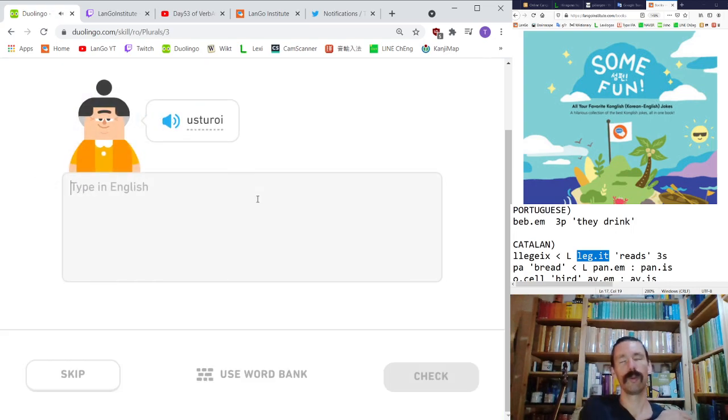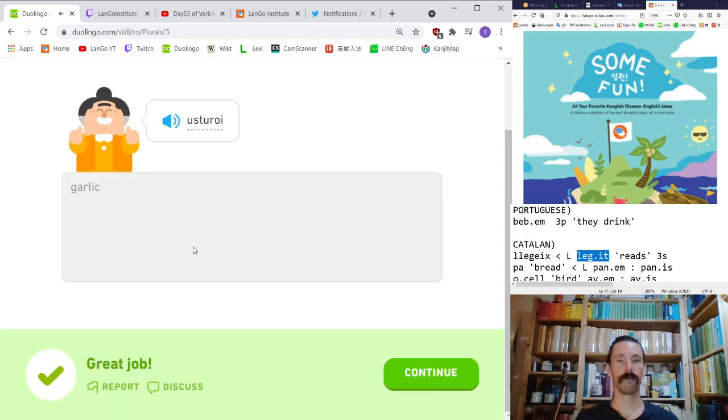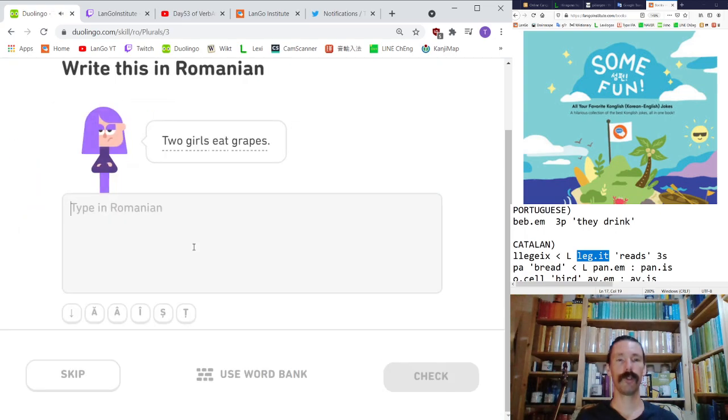Usturoi. What was the phrase? Usturoi. Loads of garlic. Yeah. Two girls, două fată, oh, what's the plural now? Fată for singular, fete, yeah. This one has this accent, and the vowel changes. Fată, fete.